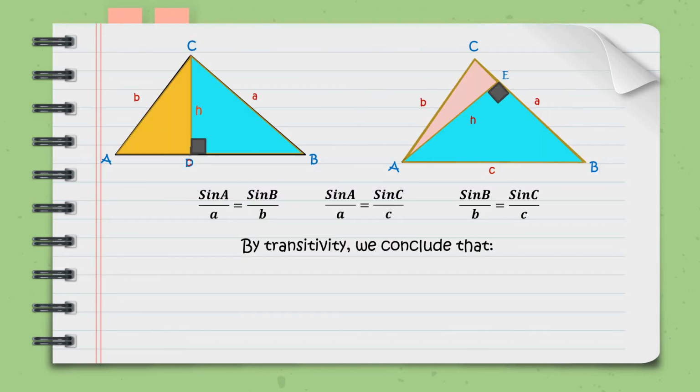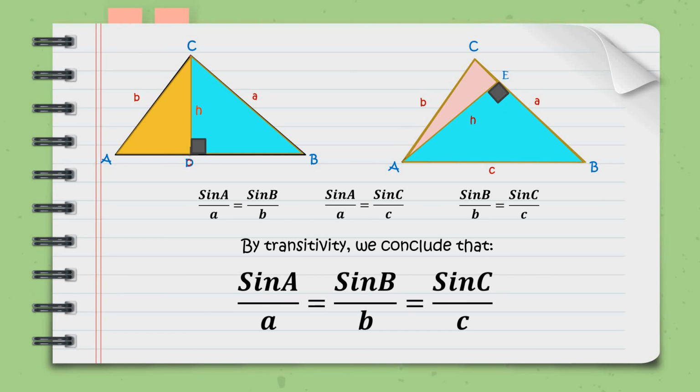By transitivity, we can conclude that sine of angle A over a is equal to sine of angle B over b is equal to sine of angle C over c.